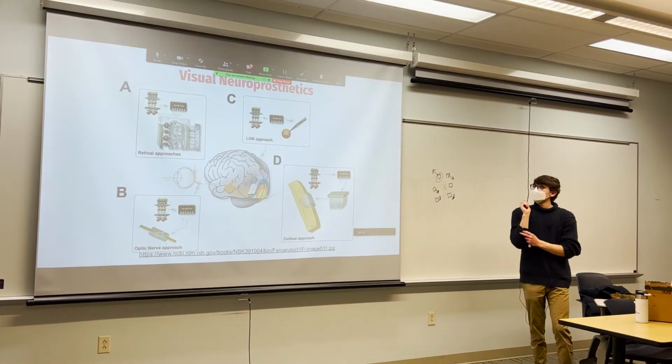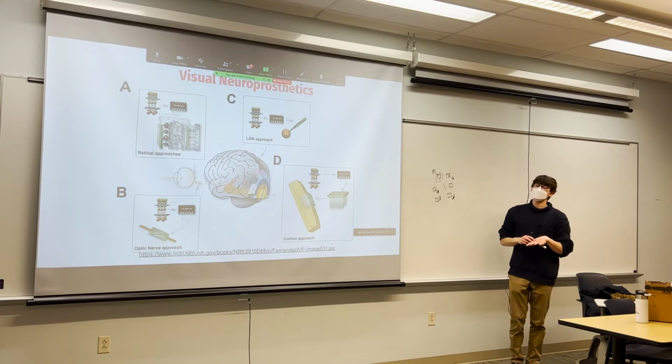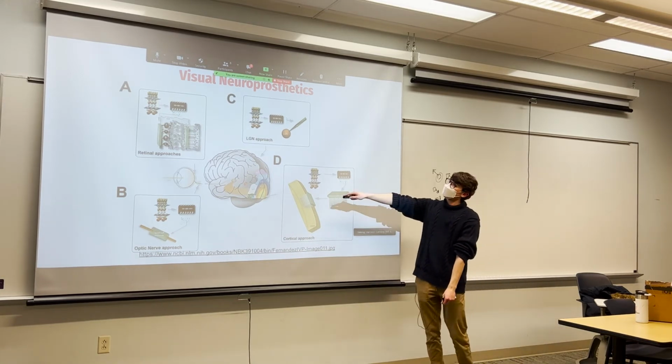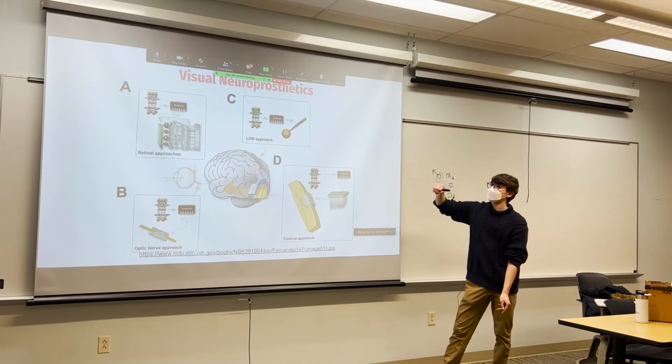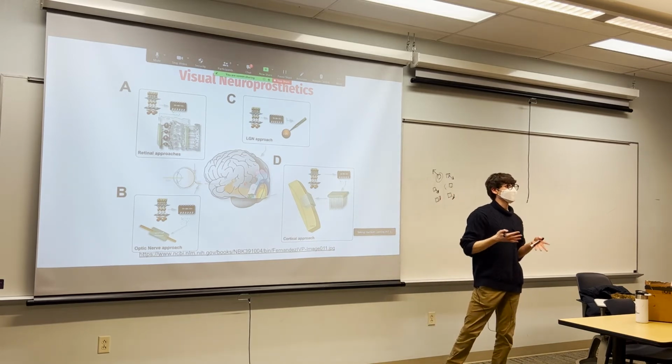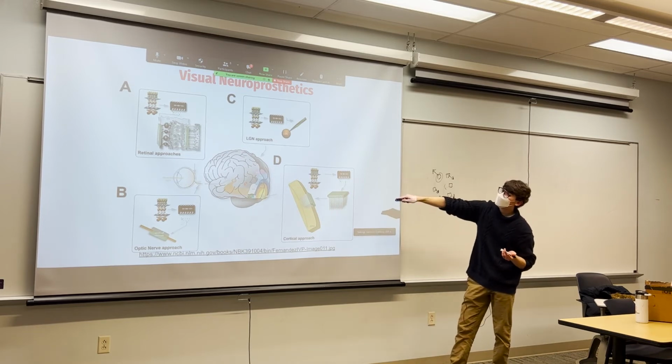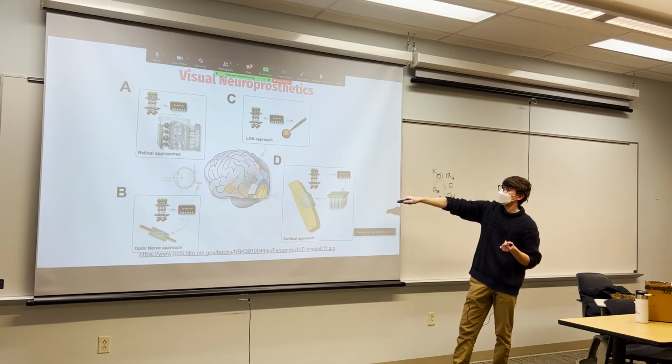Cool. So one of the first things that you can do is visual neuroprosthetics. There are 3 points where, if you wanted to make a visual neuroprosthetic for somebody that's blind, you can put images into their brain. There are 3 areas you could do that. You could do it on the eye, in the thalamus, or on the back of the brain.